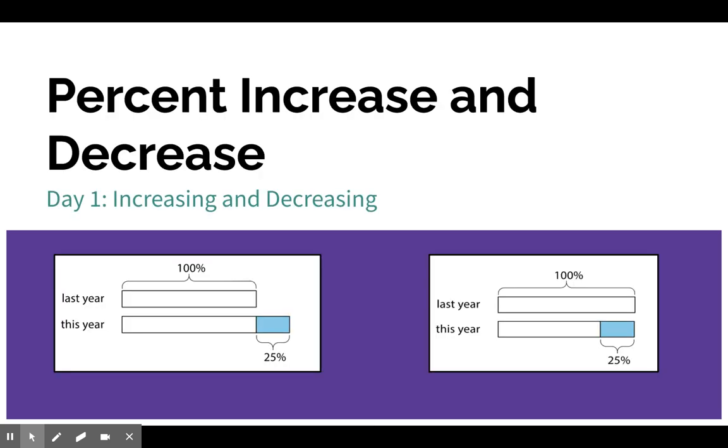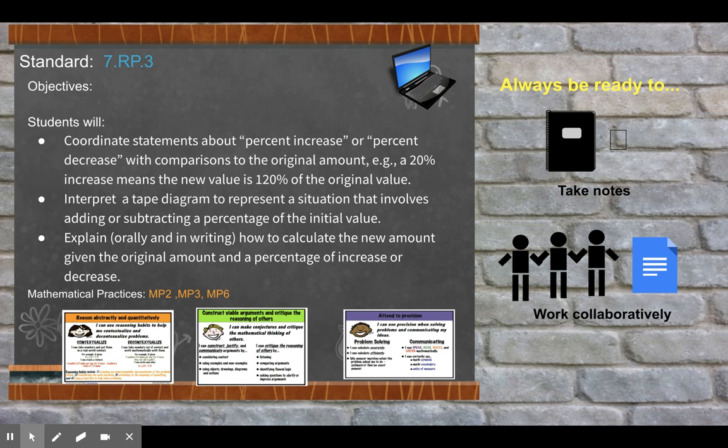So today we're going to be talking about percent increase and decrease. So, of course, day one, we're talking about increasing and decreasing. Our standards for today are 7.RP.3, and we have three different objectives today.